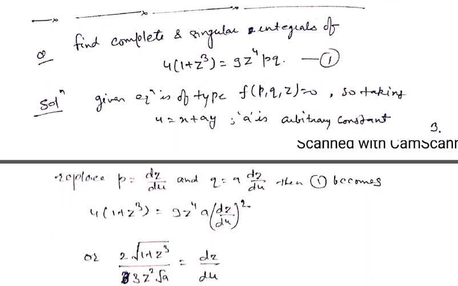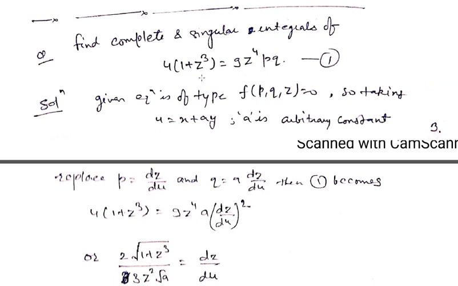Now let's take one more problem. Find the complete and singular integral of 4 times 1 plus z cube equals 9 z raised to power 4 p cube. Here again x and y are absent, so we can solve it using this method.